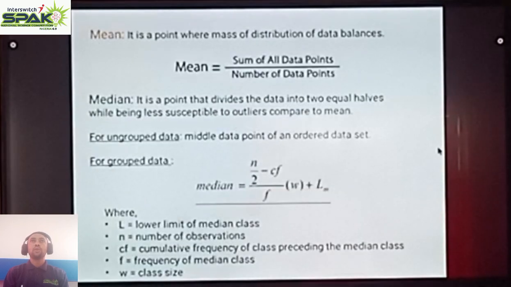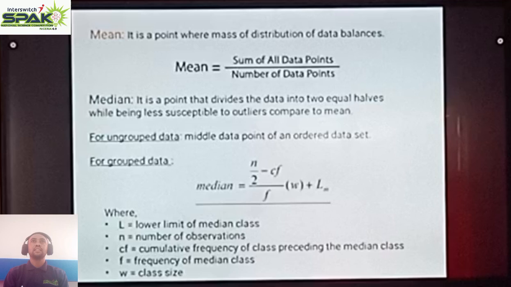Alright, starting with the mean, we have it here that mean is a point where mass of distribution of data balances. And the calculation of mean is sum of all data points all over the number of data points. So this mean we're discussing here is the arithmetic mean. So the arithmetic mean of any given data or distribution is the sum of all data points over the number of data points under consideration.